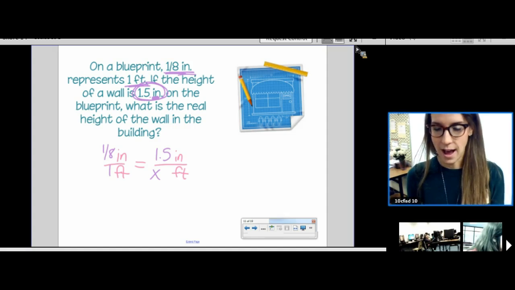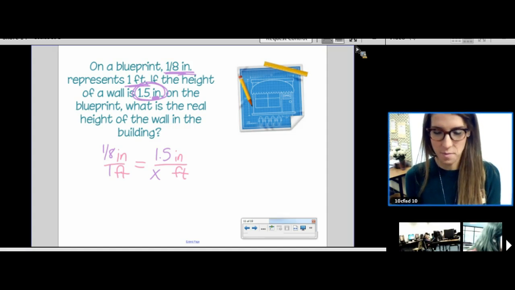So you would cross multiply. The Hobbit could fit in my 5-foot building.